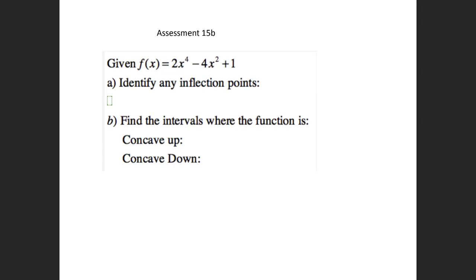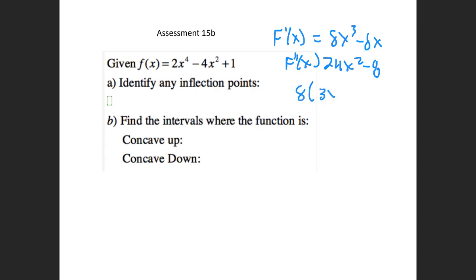Concave up from negative infinity to 0. Okay. So I'm going to work this out for the students that watch the recording. So if I'm going to do this problem, the first thing I'm going to do is find the first derivative. First derivative is 8x to the third minus 8x. Second derivative, 24x squared minus 8. That's my second derivative, and I'm going to factor out an 8 here. So that gives me 3x squared minus 1.